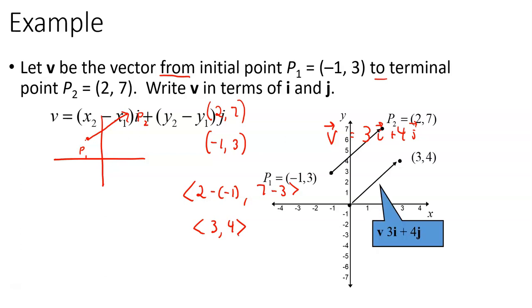And this picture illustrates that I can take that vector up here, right, from negative 1, 3 to 2, 7, and I can use head minus tail to bring it back to the origin. And so there it is as a vector back at the origin that's going 3 units to the right and 4 units up.